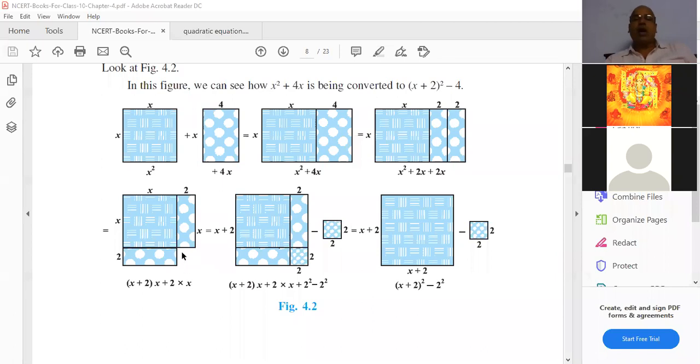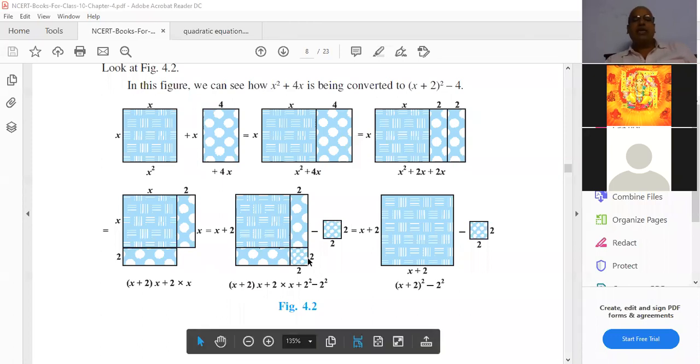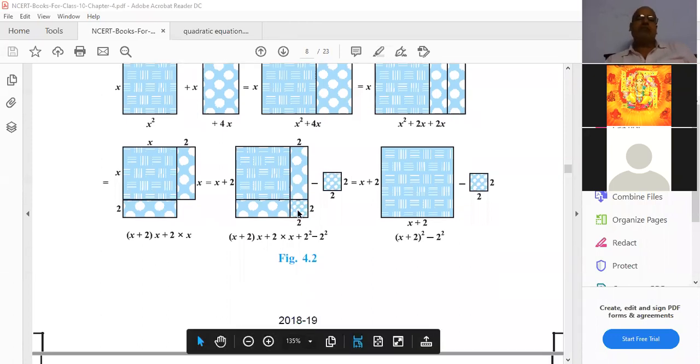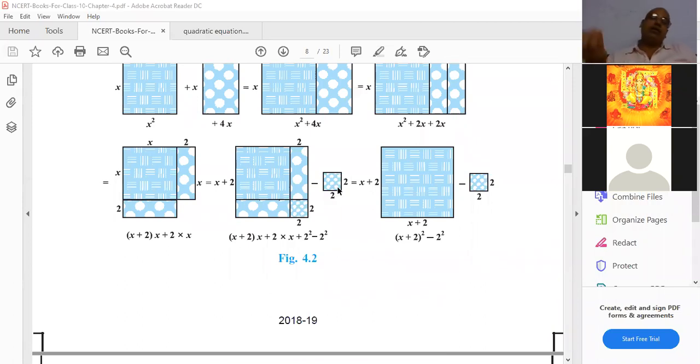Is it understood by all? You see my cursor is moving. The square part I want to fill. If I want to fill it, I have to take a 2 into 2 square piece. That's why I attached here in this figure a 2 into 2 square piece. Whatever I extra added, I have to subtract. That's why I subtracted this 2 into 2 square.